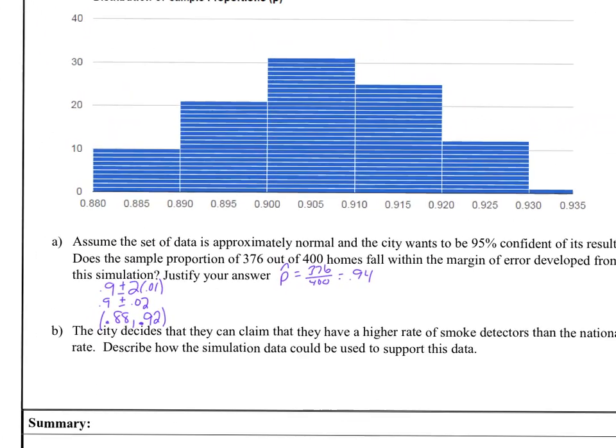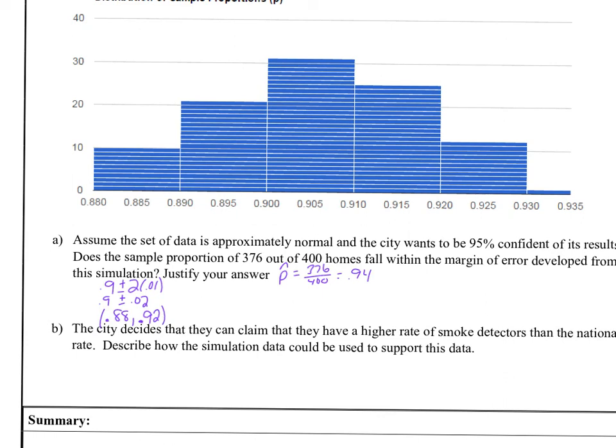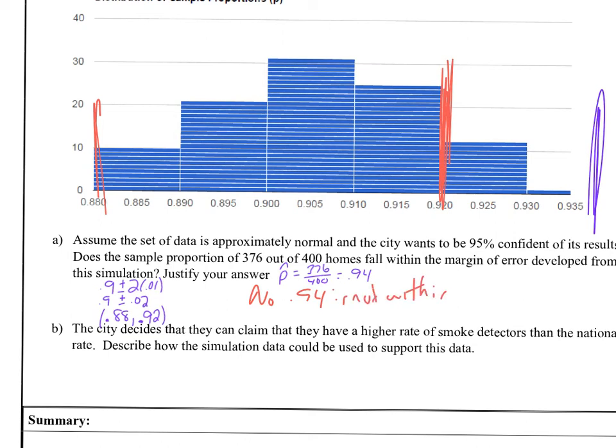Well, the obvious answer there is no, it's not. 0.94 is way over here. Our interval only goes from 0.88 up to 0.92. Okay? So that's where our interval is, and 0.94 is way above. So no, 0.94 is not within the margin of error.